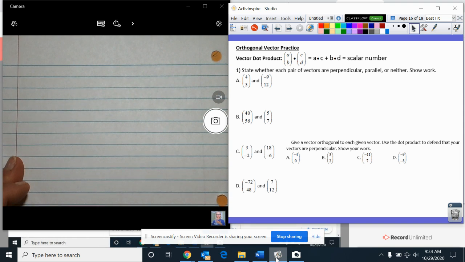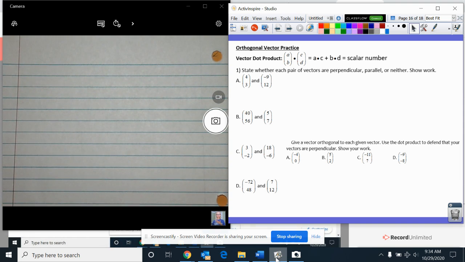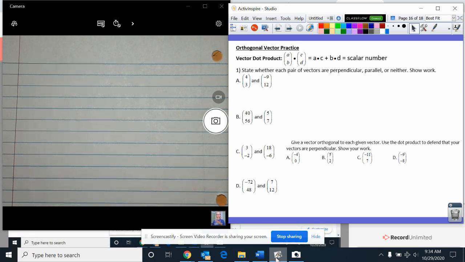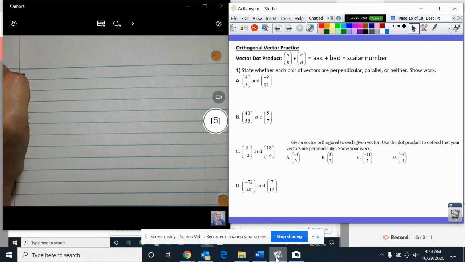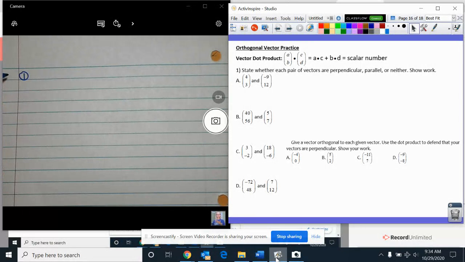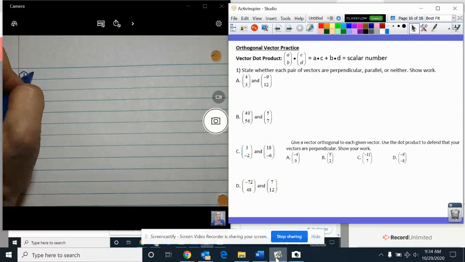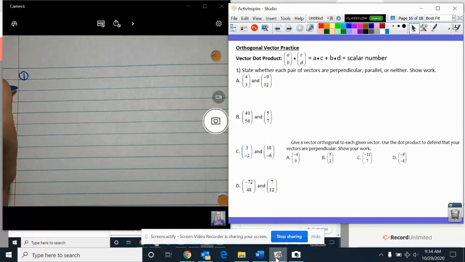Hello, ninth grade. This video is to help you with practicing orthogonal vectors using the dot product. In this first problem, we need to state whether the vectors are perpendicular, parallel, or neither. And so we're going to apply the dot product to each pair of vectors.